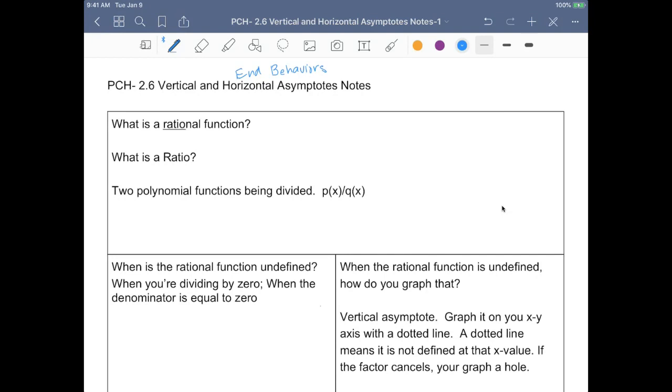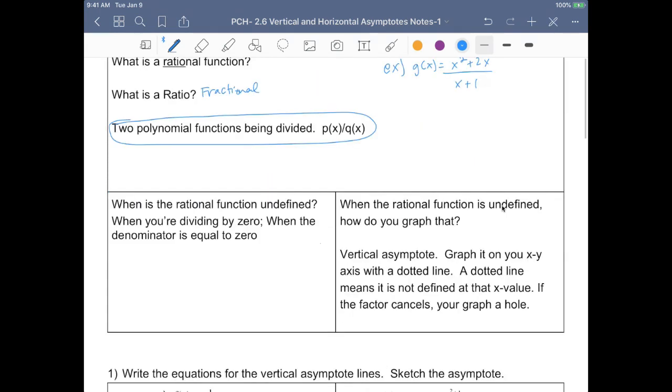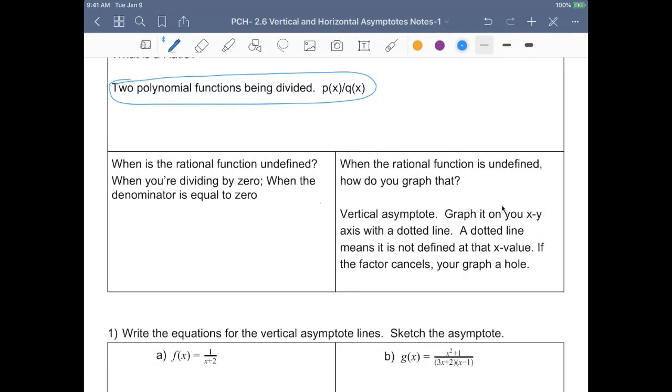A rational function is just two polynomials that are being divided by each other. So p of x over q of x. Examples like g of x is equal to x squared plus 2x over x plus 1. They're really just fractional equations of polynomials. That's it. Okay. So when is a rational function undefined? It's undefined when we're dividing by 0, or when the denominator equals 0.